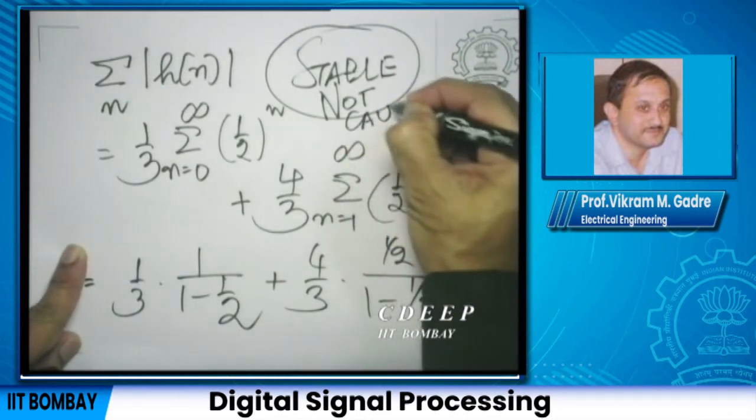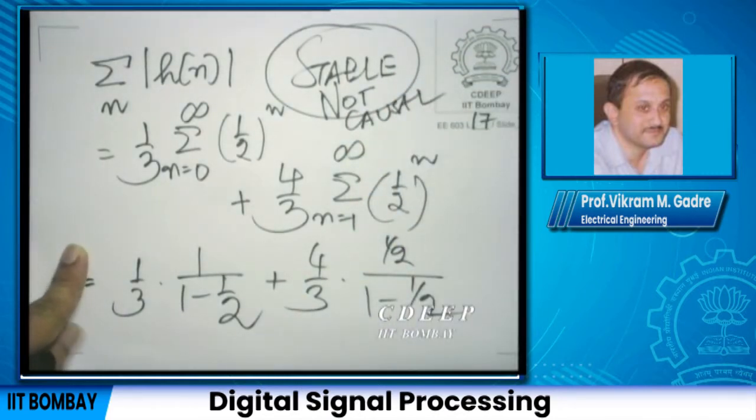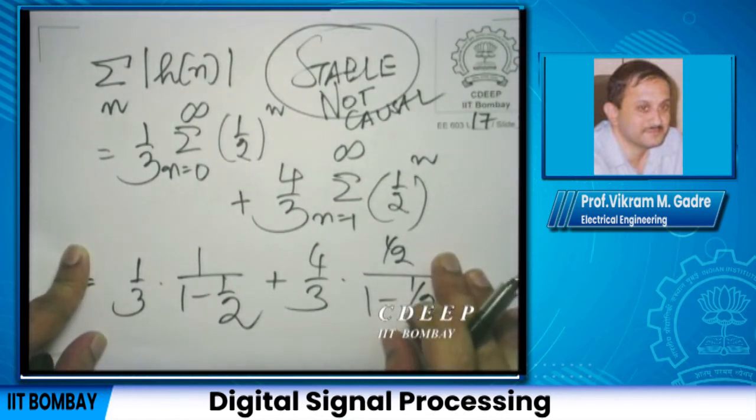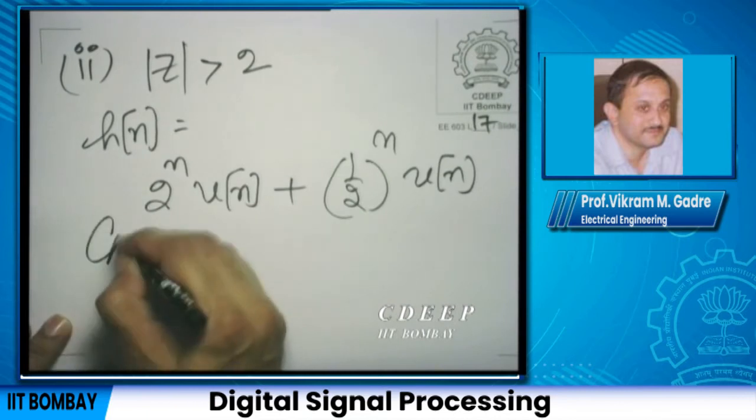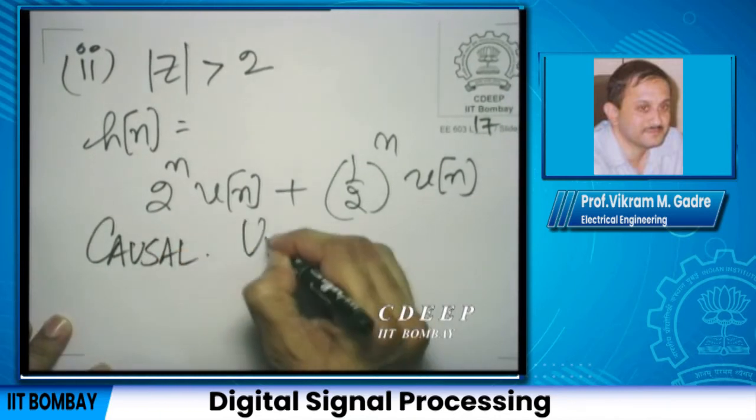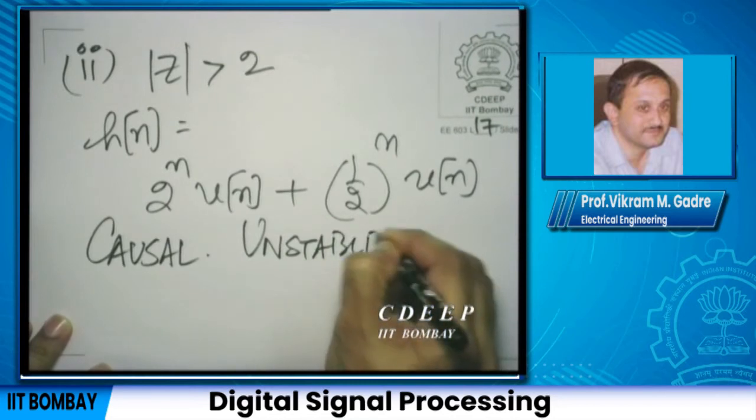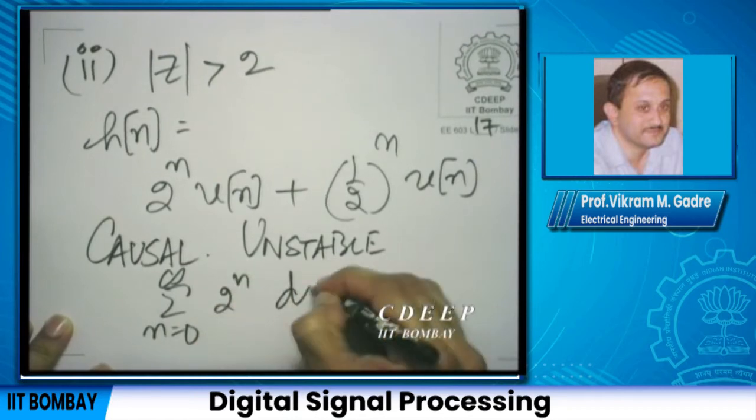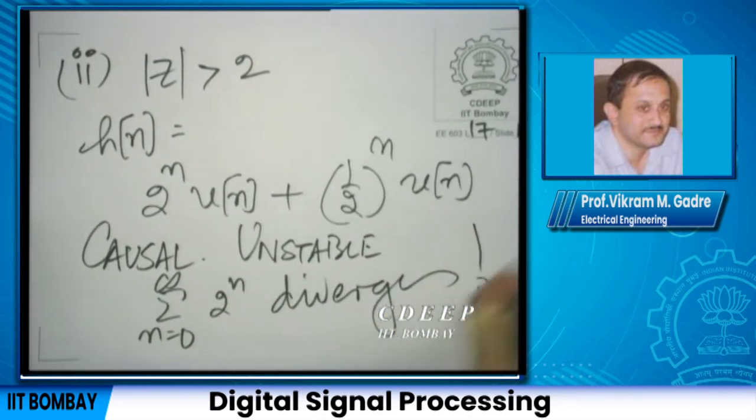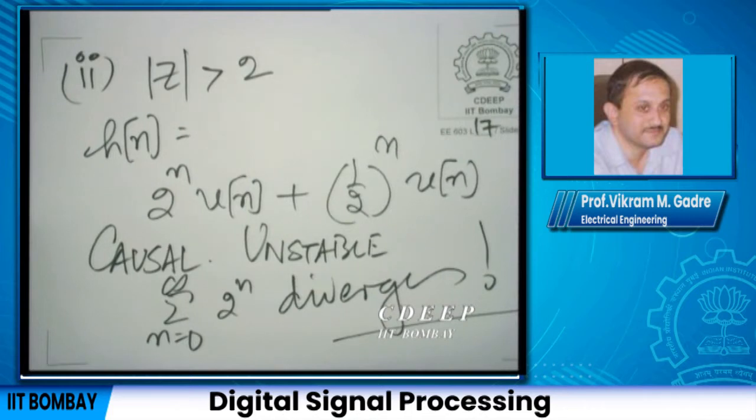That is easy to see, because the impulse response is not 0 for all n less than 0. So, system is not causal. But here we have a causal system here, but clearly unstable. That is because summation n going from 0 to infinity 2 raised to the power of n diverges. That arises from here, that term diverges. So, the system is unstable.